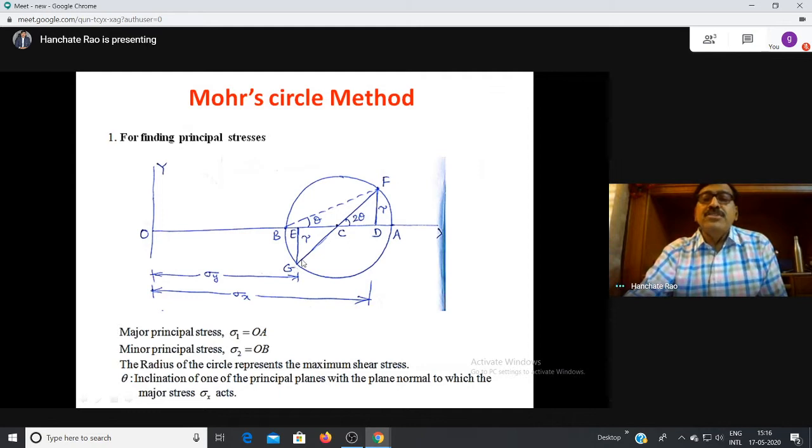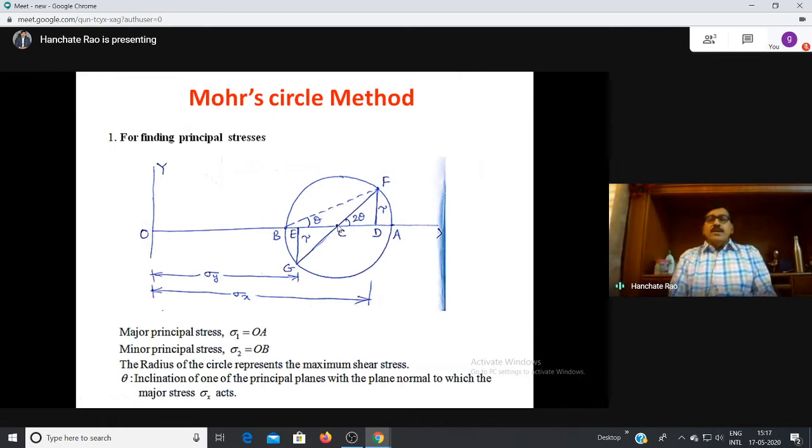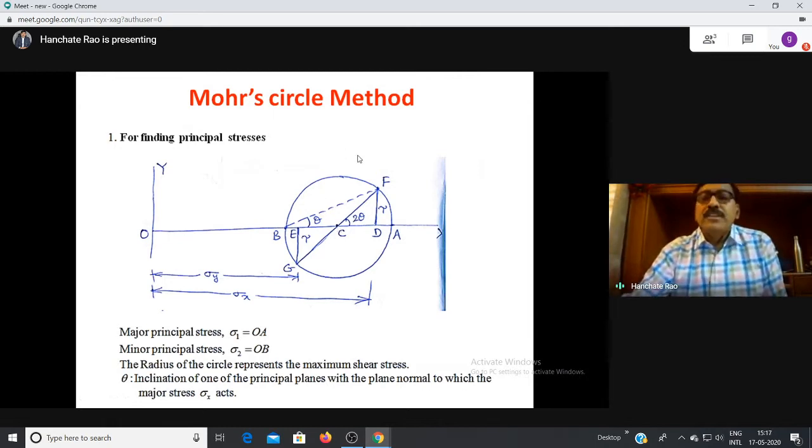Now join G and F, which will cut the x-axis at the center C. So now with C as center, CF or CG as radius, draw a circle.